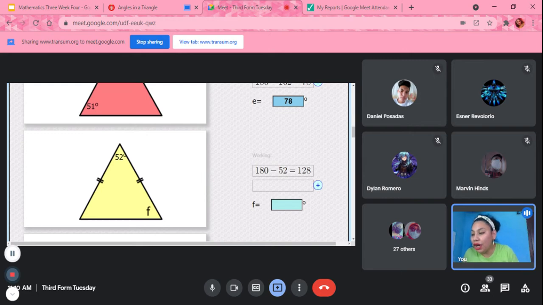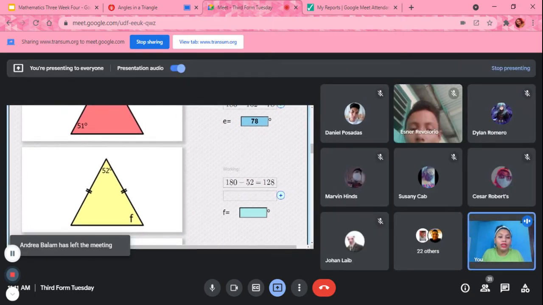We have found out that it is 180 minus 52 and that gives me 128, right? Now that 128 is for the two angles that I do not know, the two at the bottom. But I know that the two at the bottom are identical to each other. So if both of them together measure 128, what am I going to do so that I can find only one?